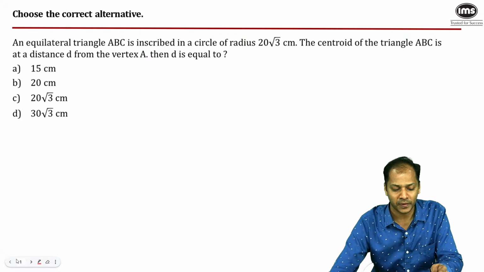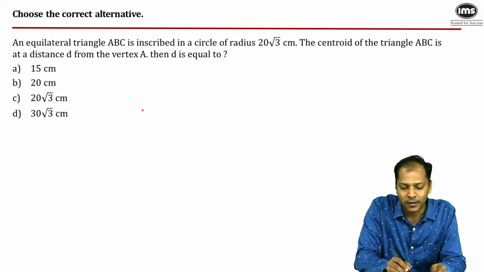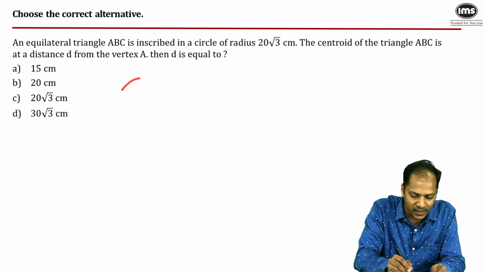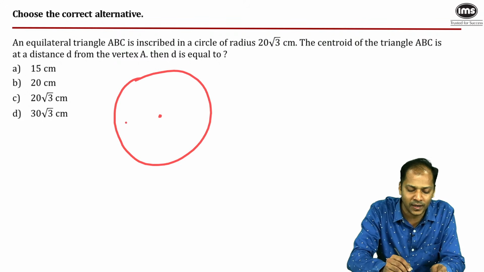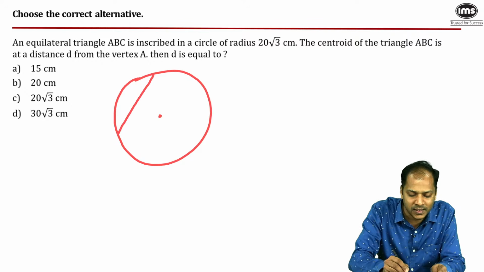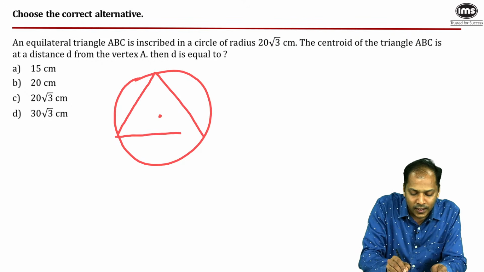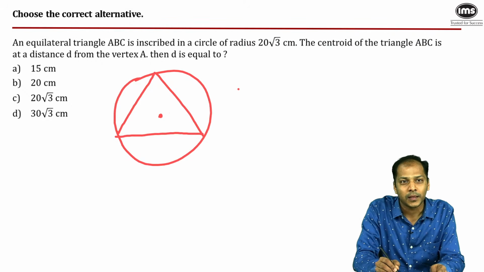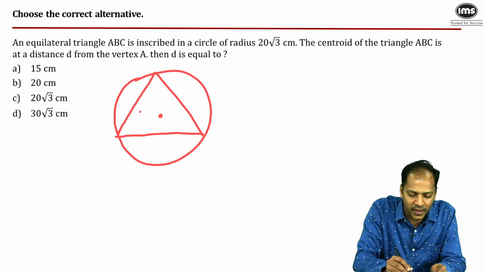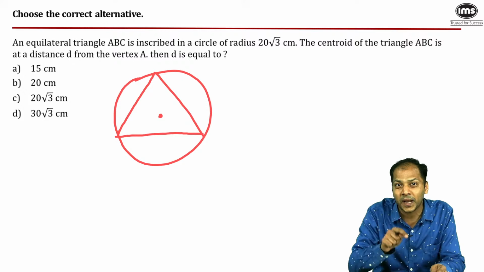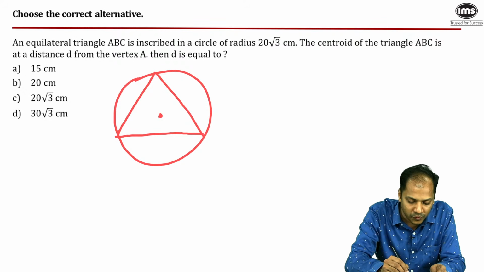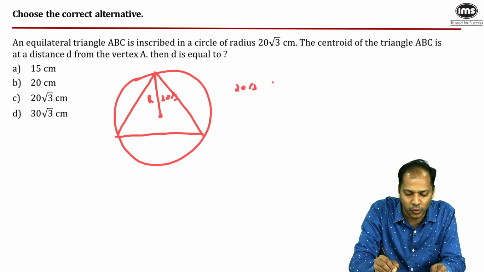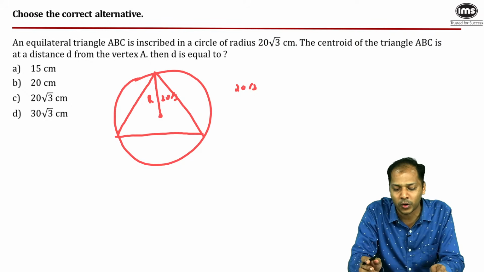Let's begin the solving. An equilateral triangle ABC is inscribed in a circle of radius 20√3. So basically there's a circle whose radius is 20√3, and we have an equilateral triangle. Remember, this is an equilateral triangle. This is actually its circumcircle, and for an equilateral triangle, the circumradius is obtained on the median. So we'll keep that in mind. If this is the circumradius, it is 20√3, and 20√3 would be equal to 2/3 of the height. All of that we know.